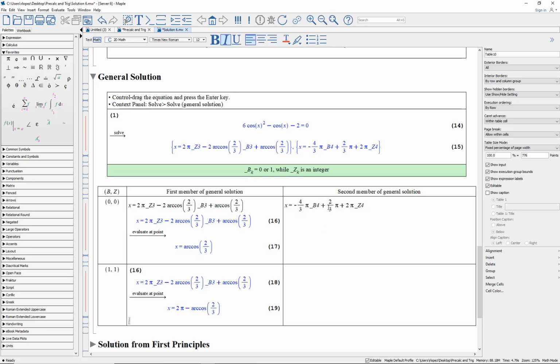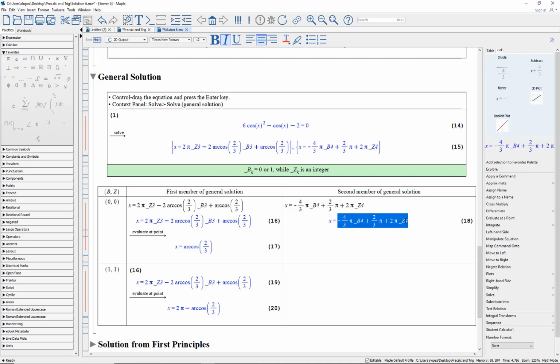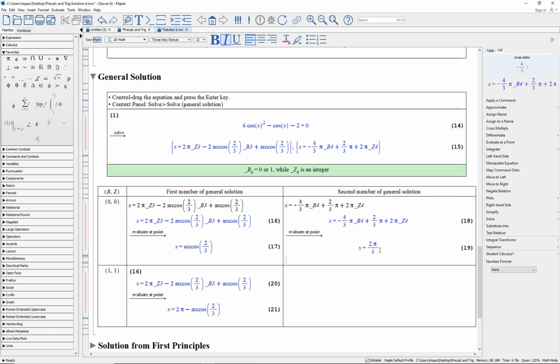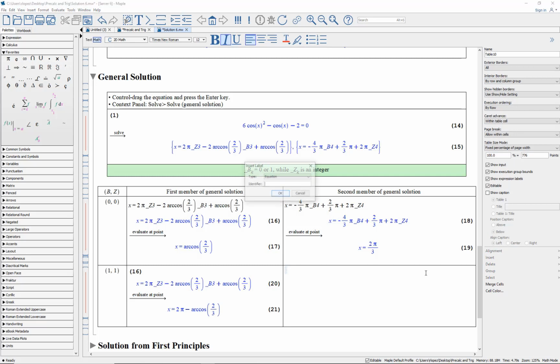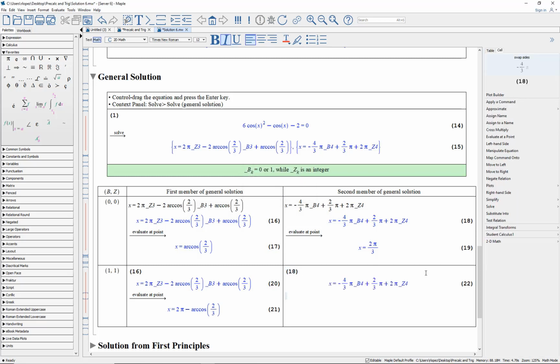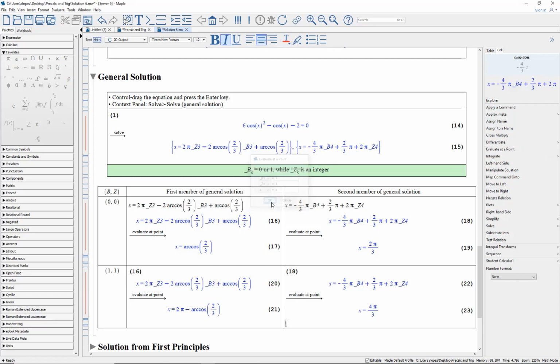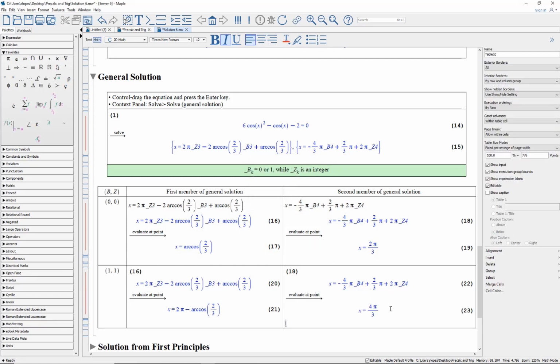And I'm going to do the same thing here with the other member of the general solution. It has an equation label. I'm going to use evaluate at a point, again giving 0 and 0. This gives me a third solution. And the fourth one will come. I'll do Control L18 and supply the values 1 and 1 this time. Evaluate at a point, use 1 and 1. And this gives me the fourth solution.